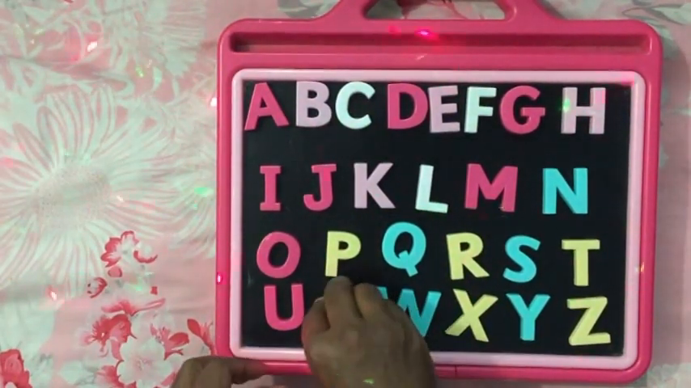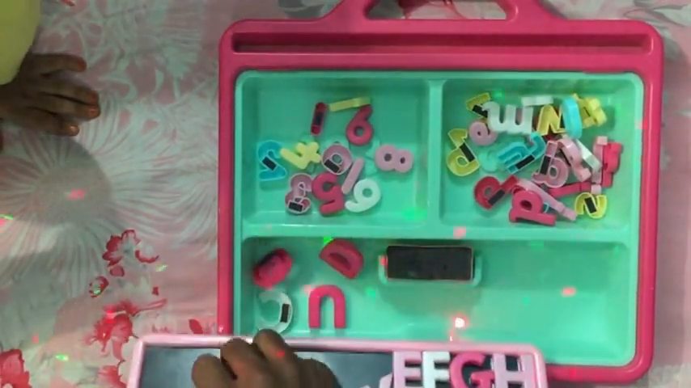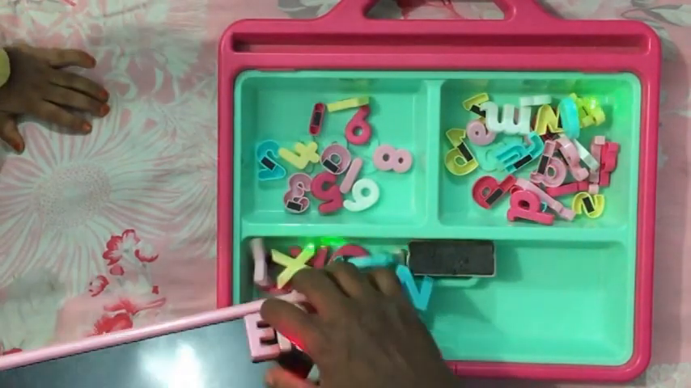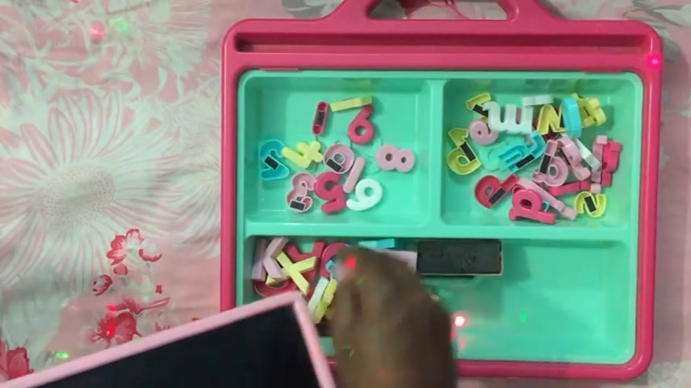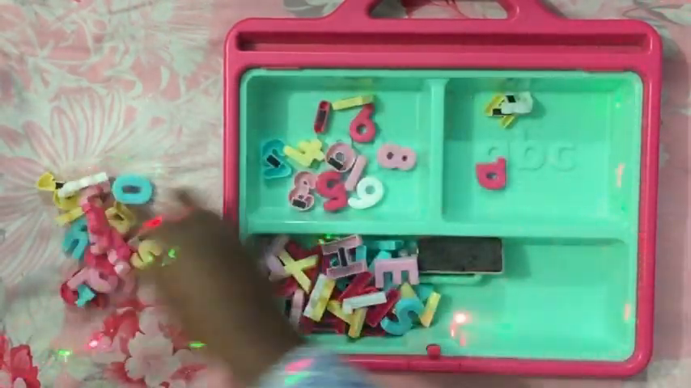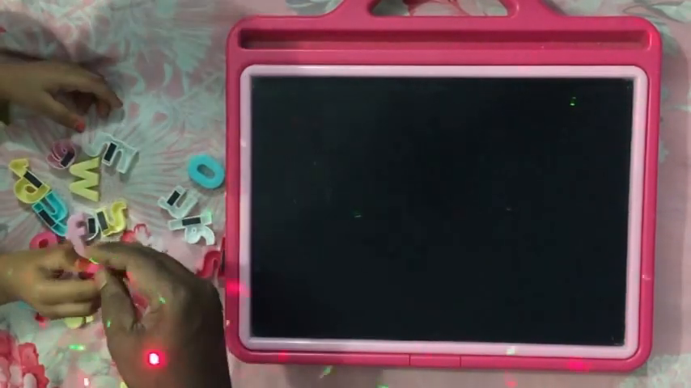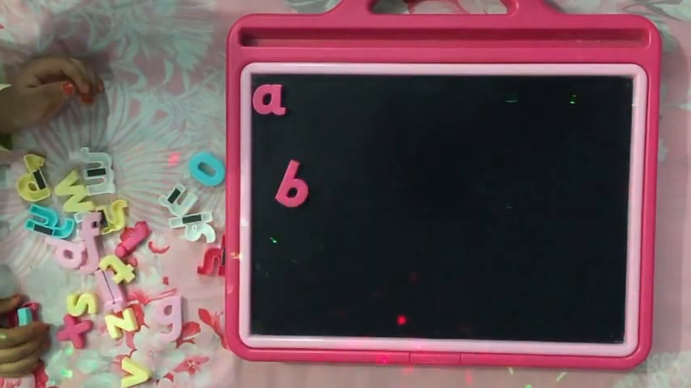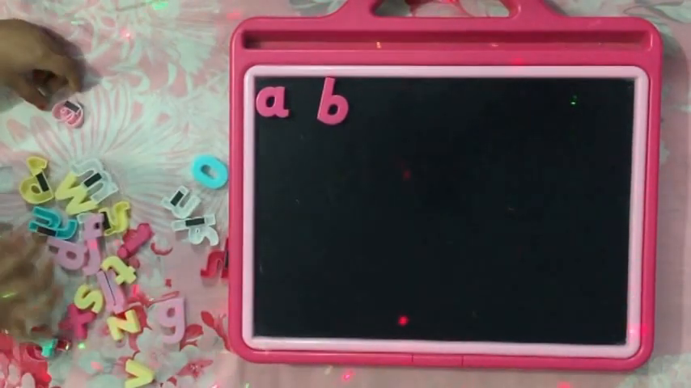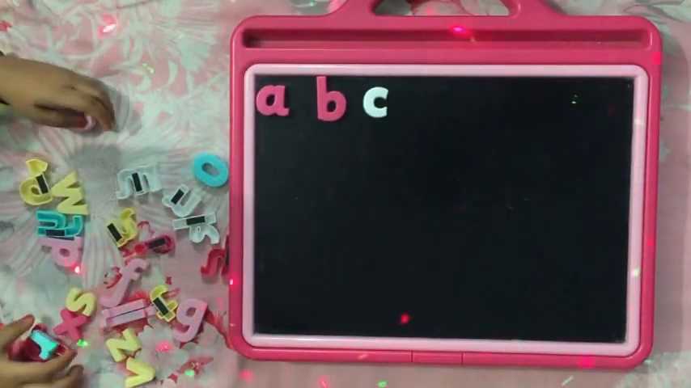Now we will learn small letter. Okay. Small letter. A. Where is A? A. No, here. A. B. Where is B? Yes, B. And C. Quick, quick. C. Yes. C. Then D.